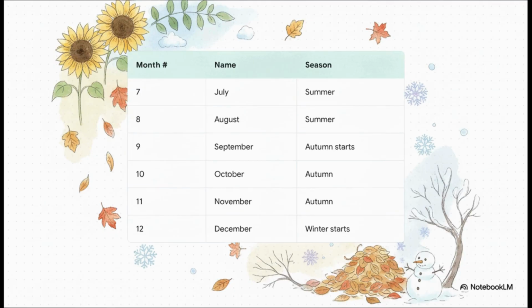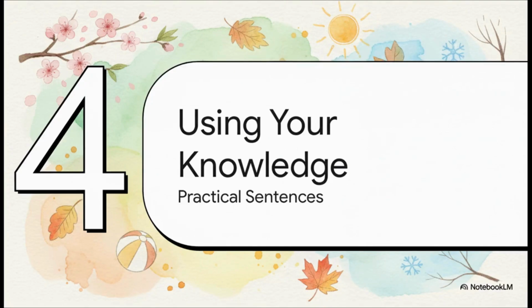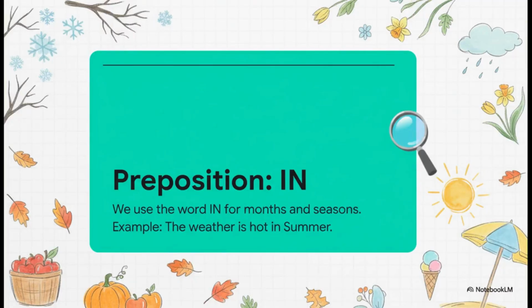You nailed it. So, you know all the names now, which is just fantastic. But how do you actually use them in a sentence? Let's learn a really simple trick to get it right every time. This part is super helpful. Okay, here's the secret. It's one little word. When we talk about months and seasons, we use the word in. That's it. In winter. In July. It works for every single month and every single season. See? I told you it was easy.